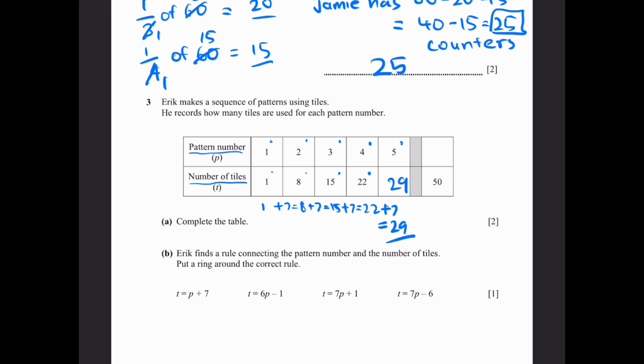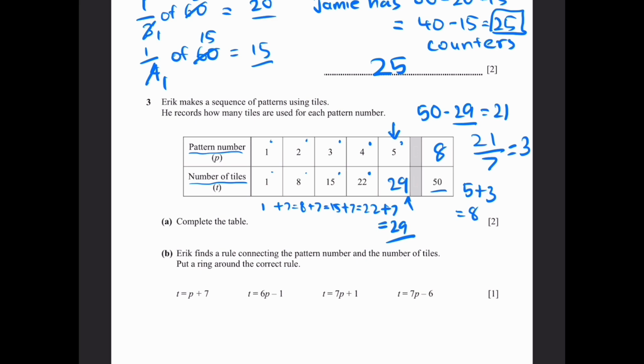Here, the number of tiles is 50. We need to find the pattern number. To do this, we need to find out the distance between 29 and 50, or in other words, 50 minus 29, which is 21. Next, we have to divide 21 by 7 because we need to know how many times we add 7 to the number of tiles, and that'll become 3. This is not the answer. This is pattern number 5, where there's 29. So if we want to get to 50, we add 5 and 3, which is 8. Can put that there. B.